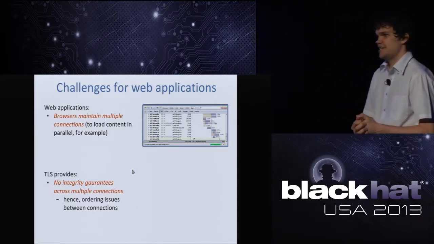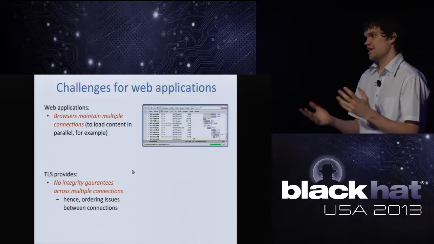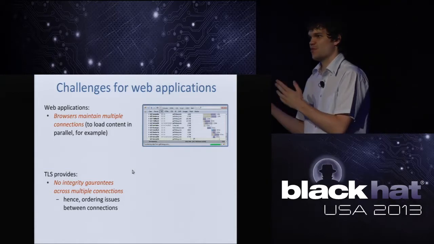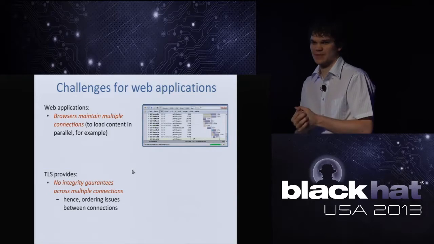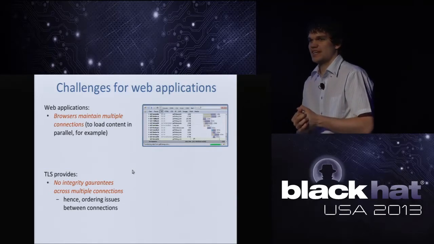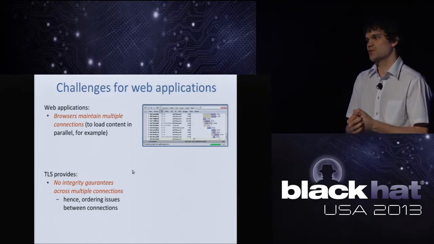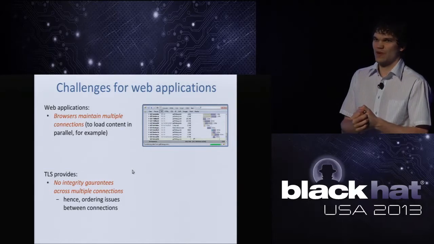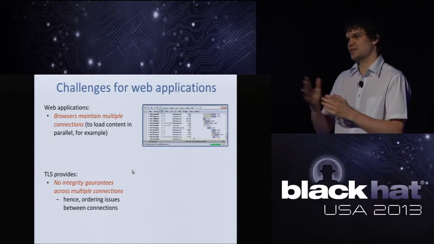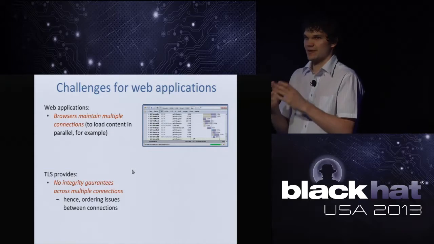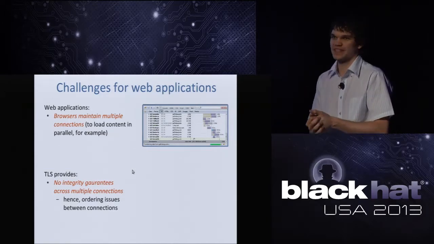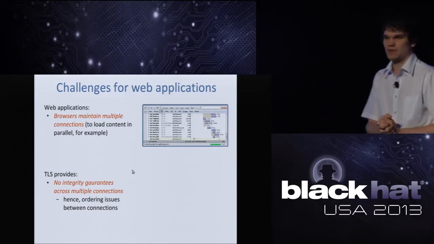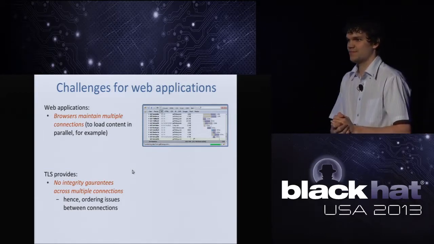Well, the browser's maintaining multiple connections. This is kind of what we want, because we want some sort of performance. So we want to download images in parallel, yeah? And that's kind of what we expect our browsers to do. But TLS only gives us guarantees across a single connection. So if your web application is loading things in parallel, and you're only getting guarantees on individual connections, then if you require any kind of ordering, you need to do that at the web application level. TLS is not going to give you that, okay?